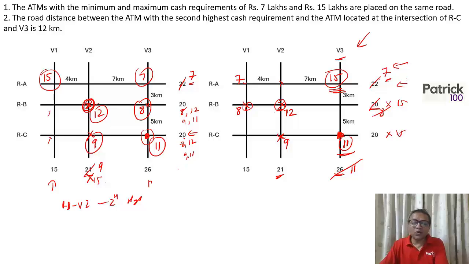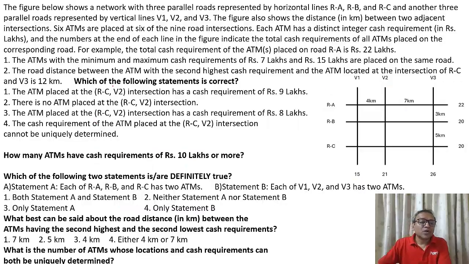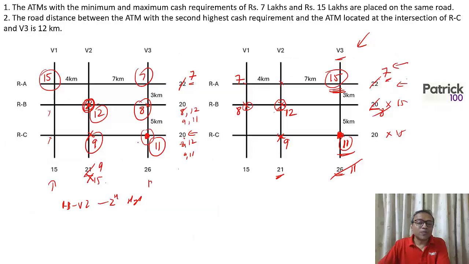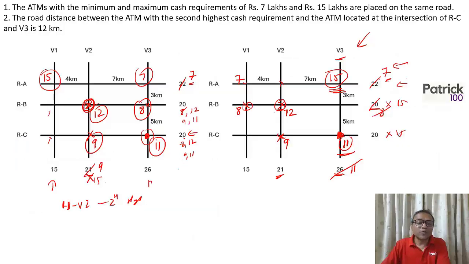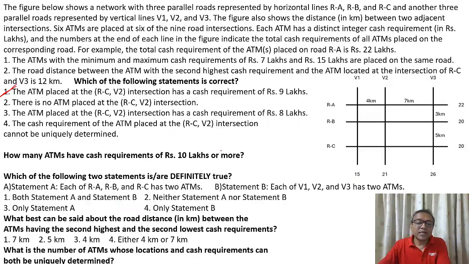Now I can look at the question and answer. So which of the following statements is correct? We are talking of RC V2 road. If you look at RC V2 road, in both the cases there is 9. So it has to be the first option, 9 lakhs. How many ATMs have cash requirement of 10 lakhs or more? So look at 11, 12 and 15, 3 are there in both cases. So 3 is the answer.